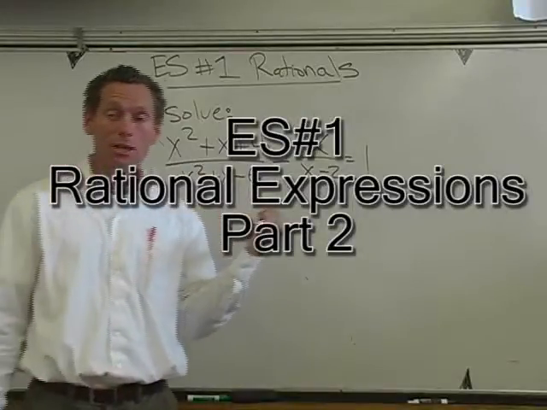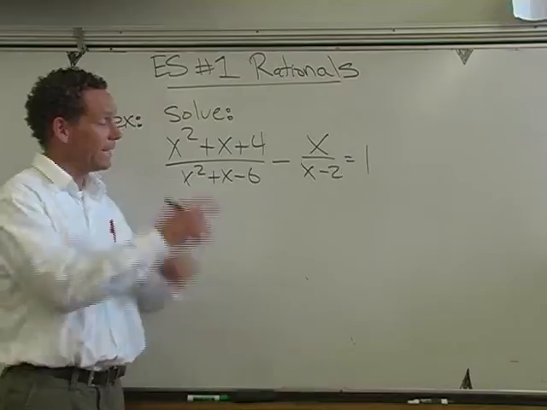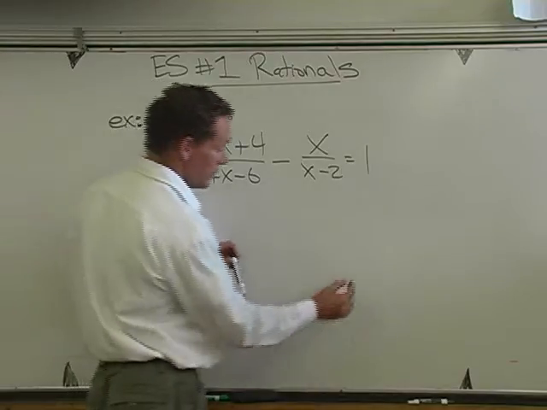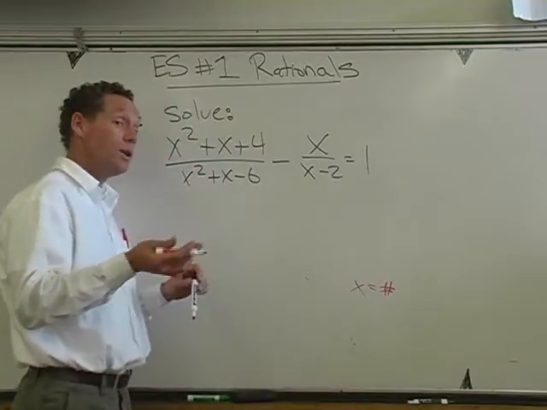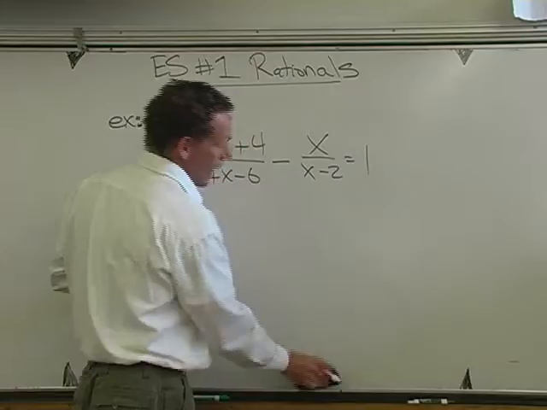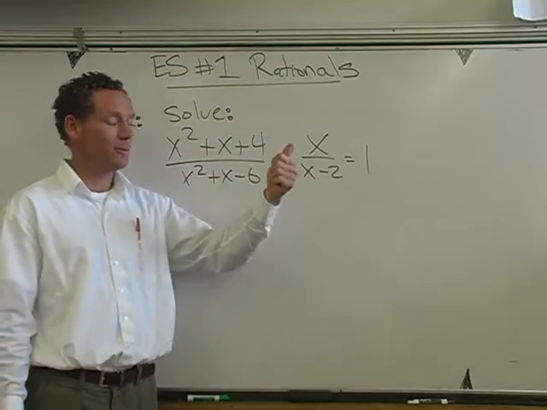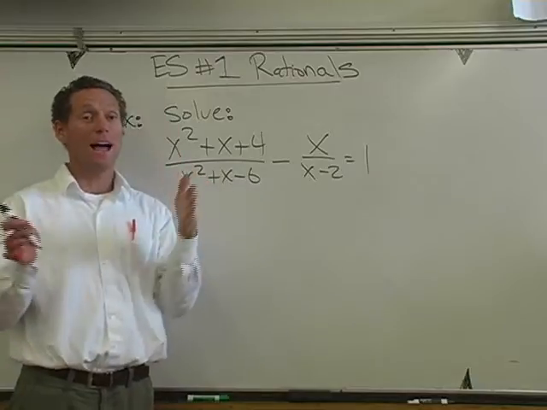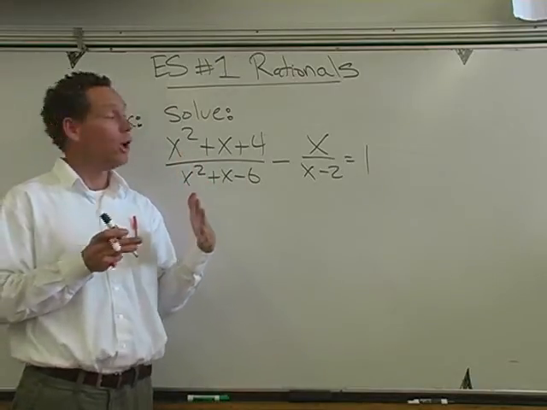It's an equation, and it's asking us to solve. So our answer should be x equals a number, and maybe two numbers if it's a quadratic that we end up solving. This is different from the simplify, where we're just factoring and canceling and reducing it down. Here we're looking for x equals a number.